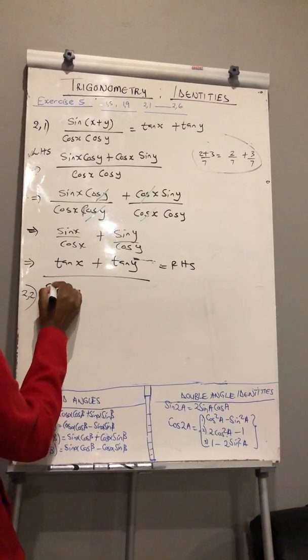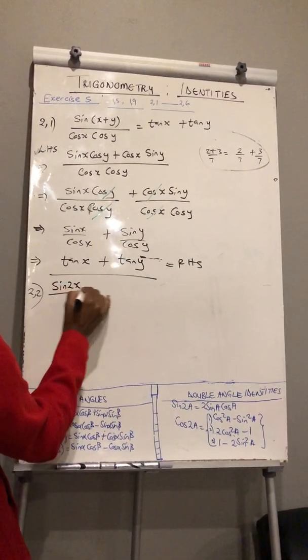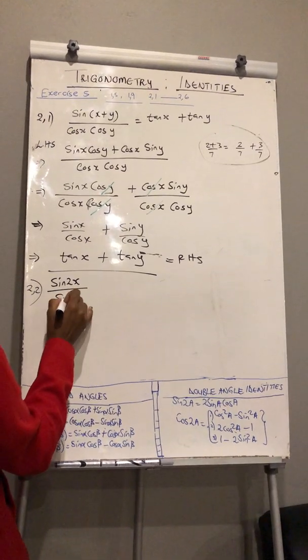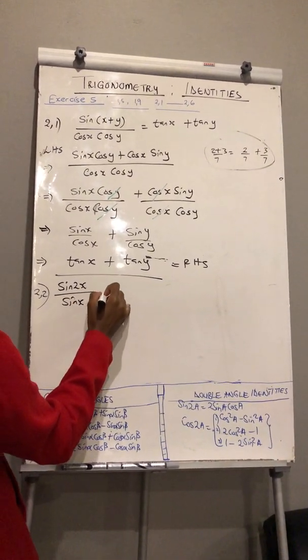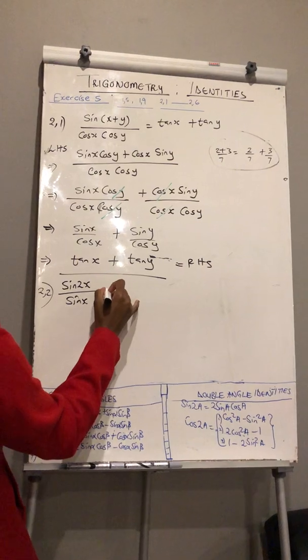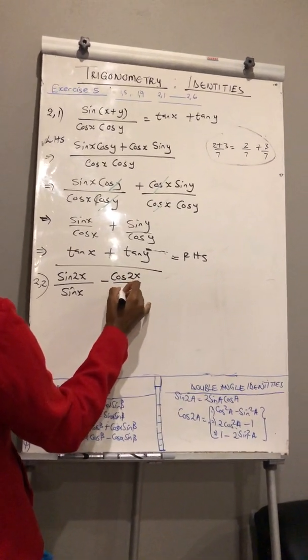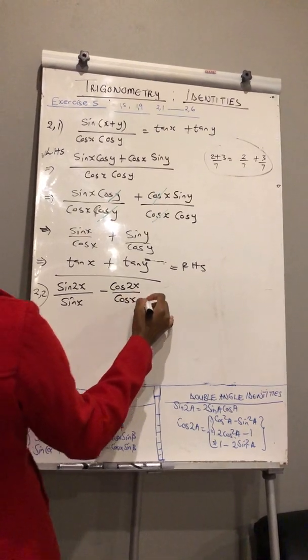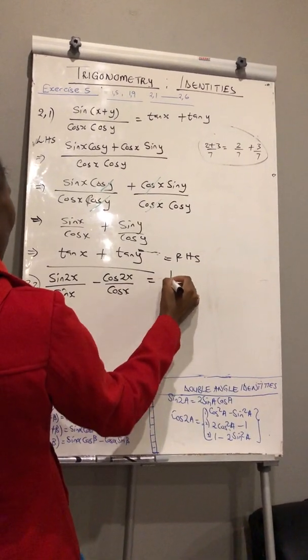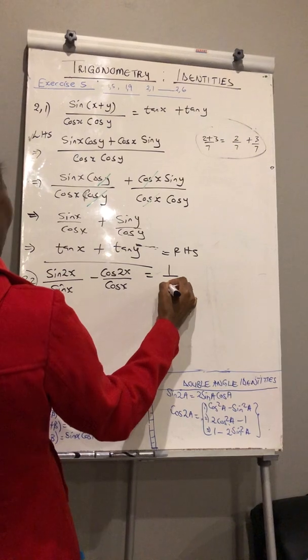So we have sine 2x over sine x, that is equal to 1 over cos x.